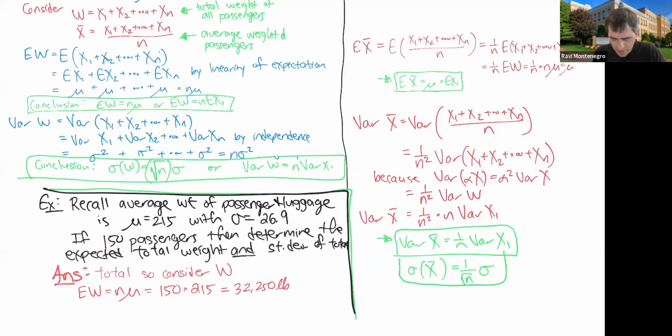And then the standard deviation of W, well, the W formula says take root n times sigma. So root 150 times 26.9. Which is 329.5 pounds. So I'll just round it to 329.